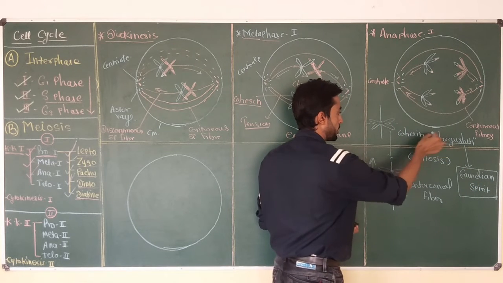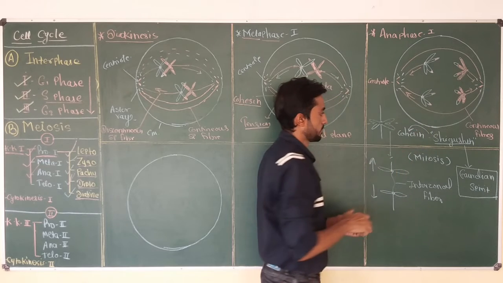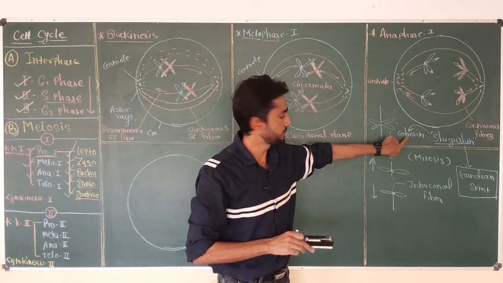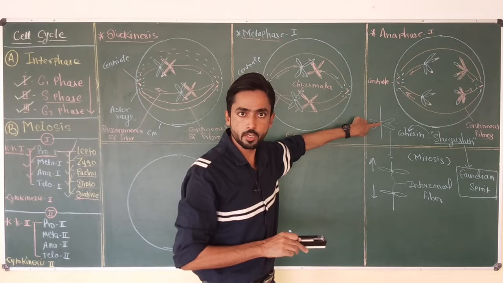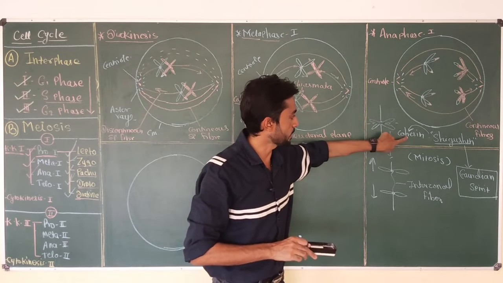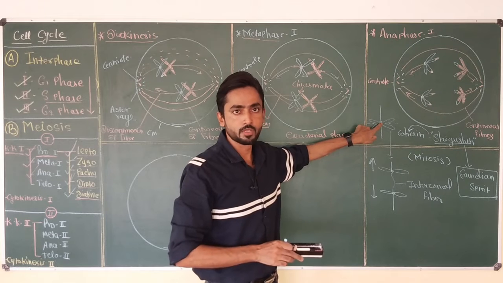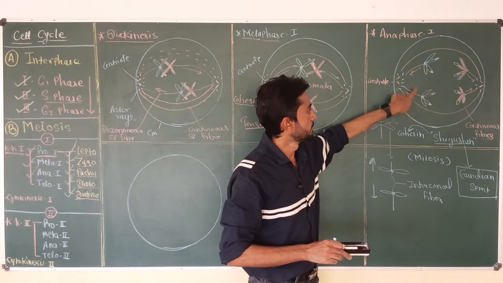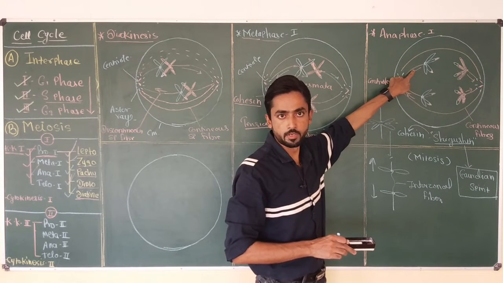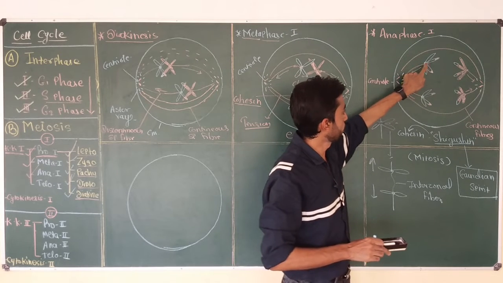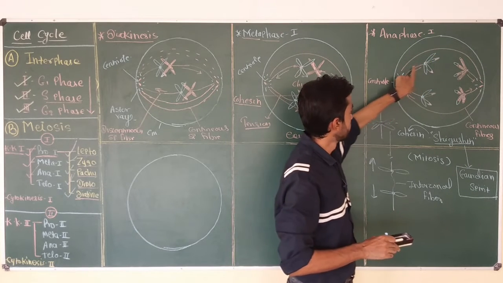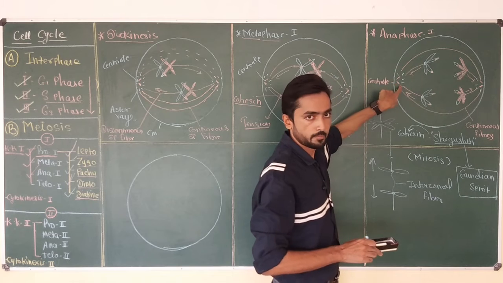This shugoshin protein is going to protect cohesin which is present at the centromere of the chromosome, and due to protection of the cohesin, this centromere does not split during the contraction of the chromosomal fiber. So now you can see the intact chromosome move towards one pole.